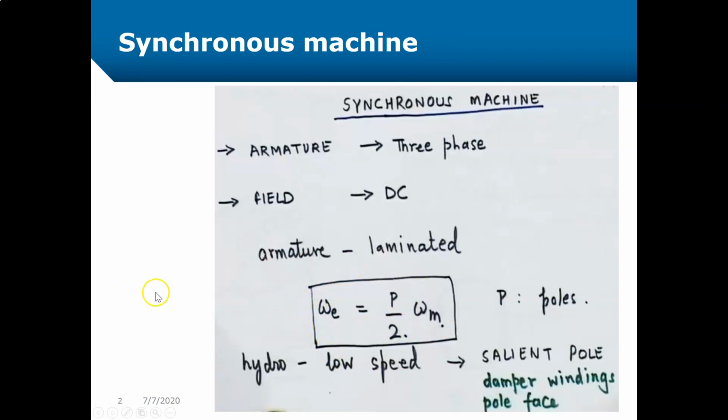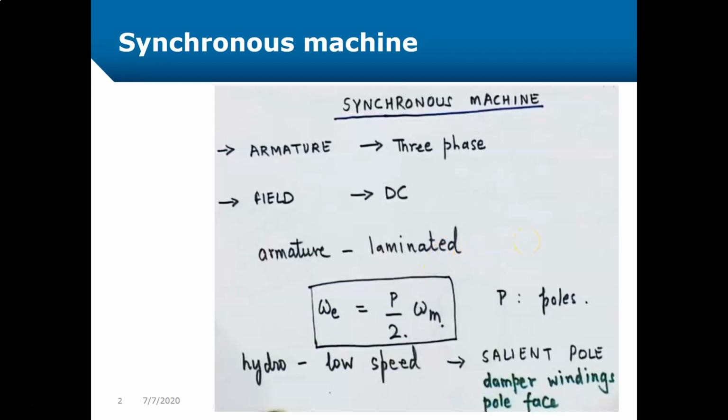Normally steam turbine driven machines are in fact high speed generators, and to get 50 Hz, such a generator typically runs at 3000 RPM in a two-pole machine. On the other hand, the hydro machine is low speed and has a salient pole construction, which basically has many poles, or we can say many pole pairs.